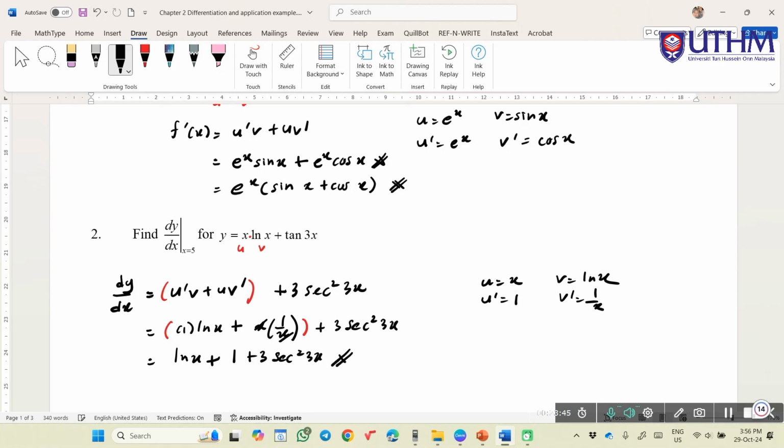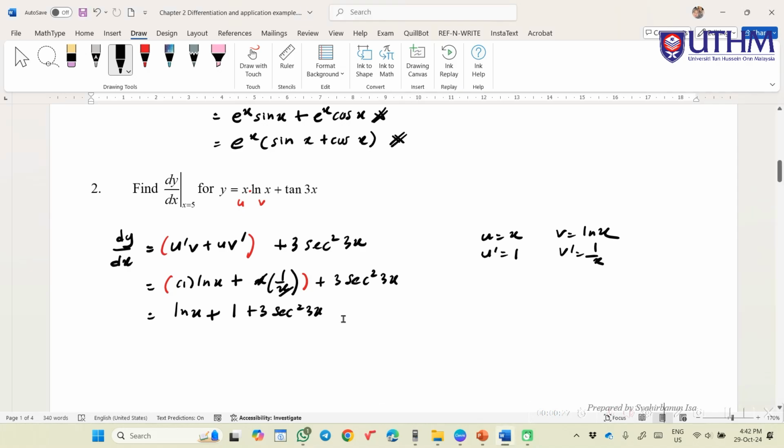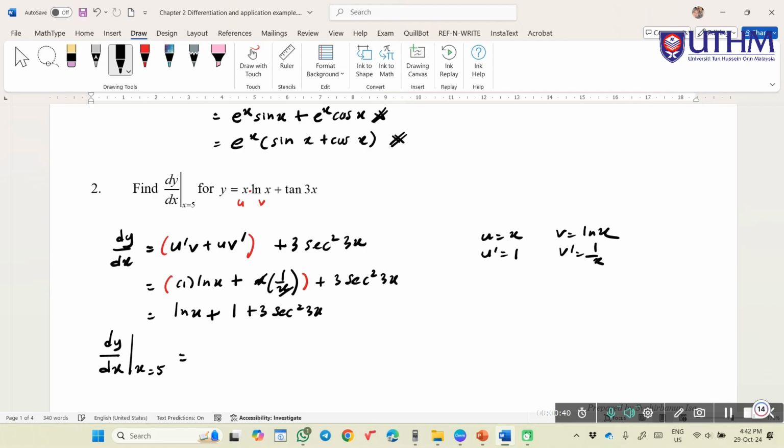This one is not the final answer because we want the differentiation at x equal 5. So we need to substitute x as 5: ln 5 plus 1 plus 3 secant squared 15. You can leave it here or you can just calculate this using your calculator and put the final answer.